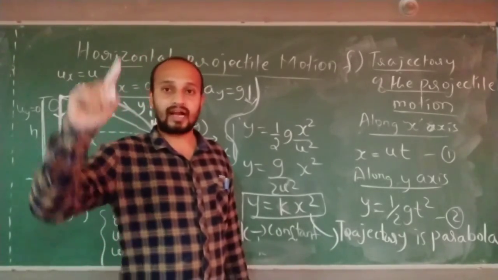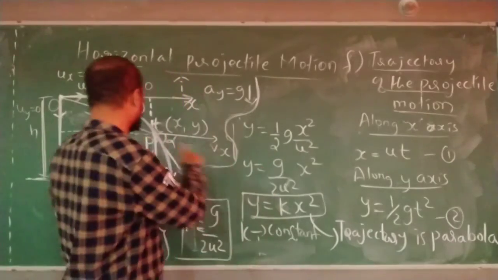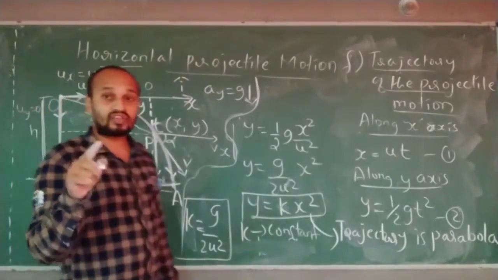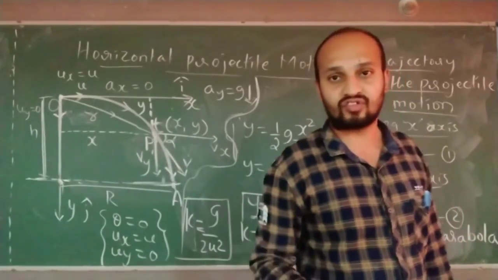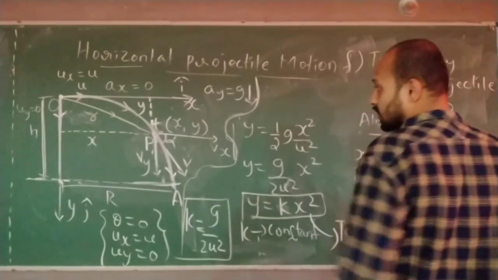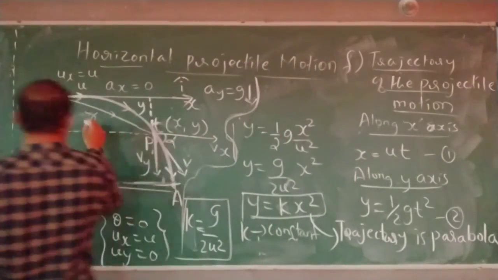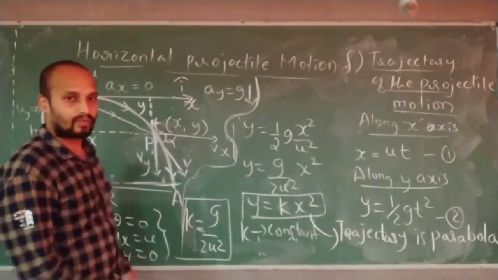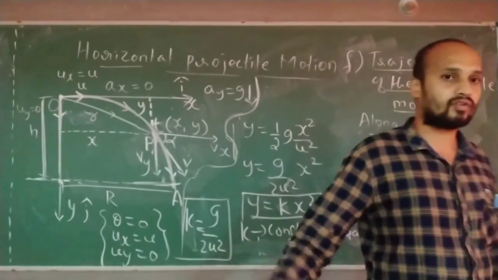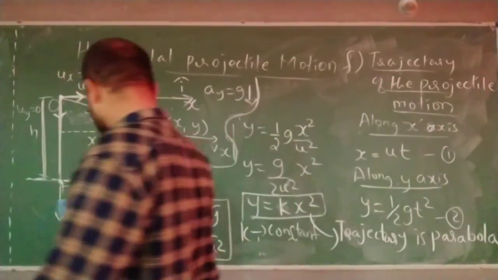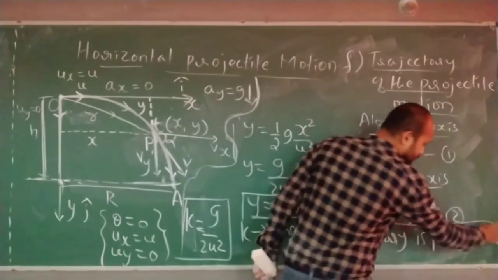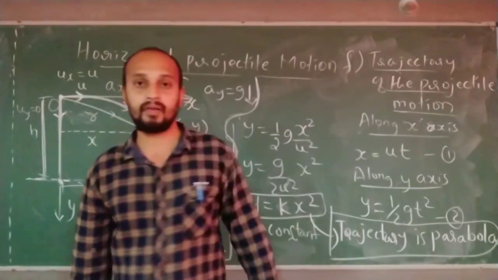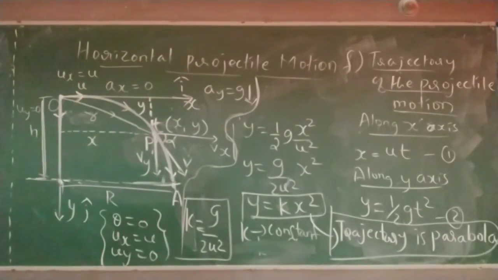Otherwise, in the previous oblique projectile motion, you got a complete parabola. You could say that it was ax minus bx square. This is also an equation of a parabola. Got it? This is very important, which we already discussed in oblique projectile motion. So this is about projectile motion.